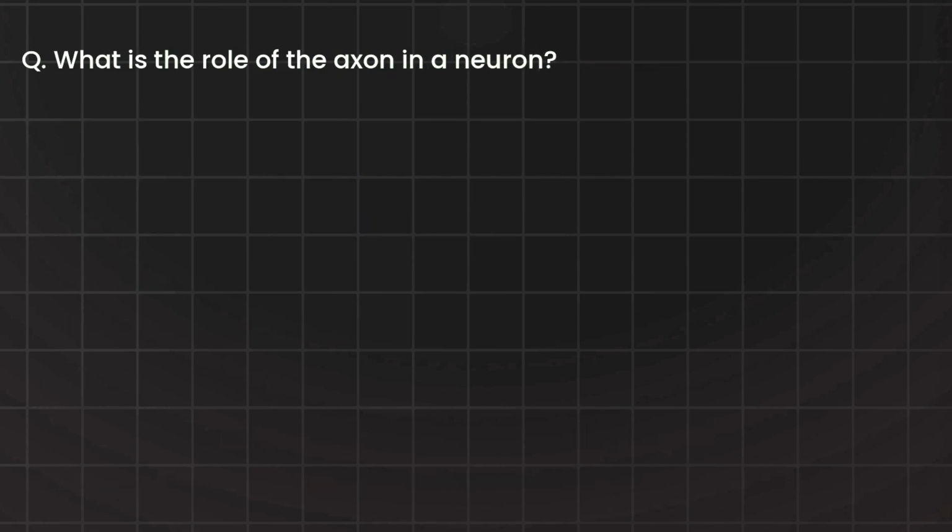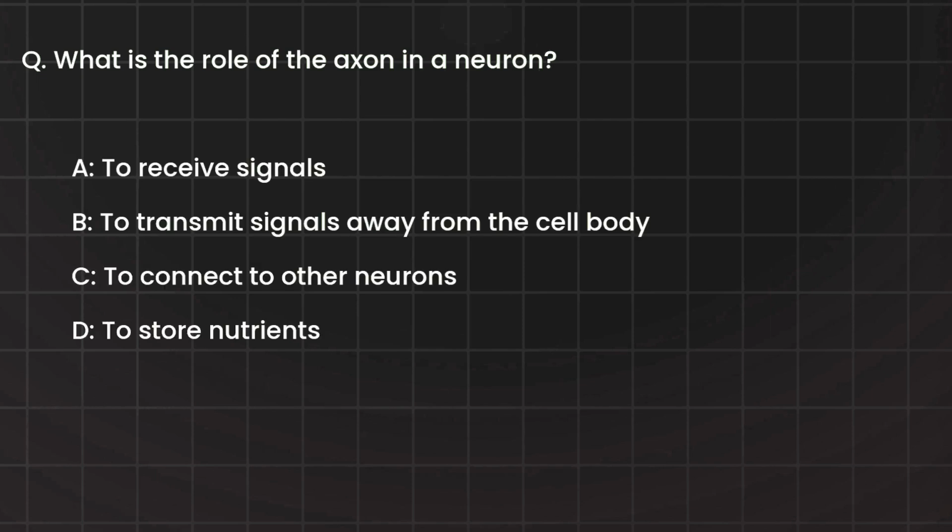Question: what is the role of the axon in a neuron? Option A. To receive signals. Option B. To transmit signals away from the cell body. Option C. To connect to other neurons. Option D. To store nutrients. You have 5 seconds to answer the question.